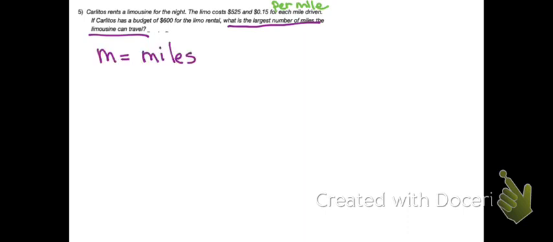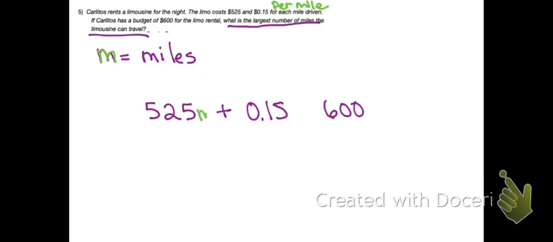So let's think about it. The limo costs $5.25 plus 15 cents per mile. And the budget is $600. So I want you to finish writing this inequality. I want you to think about per mile. The number of miles is M. Do we multiply 5.25 times M? Or do we multiply 15 cents times M? So where does that M go? Here or here? And then the symbol.